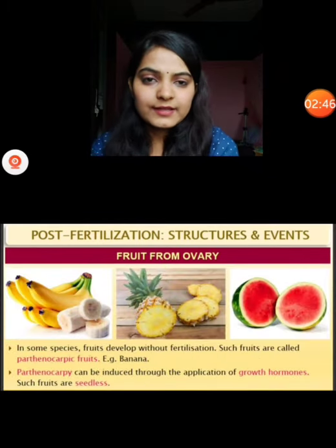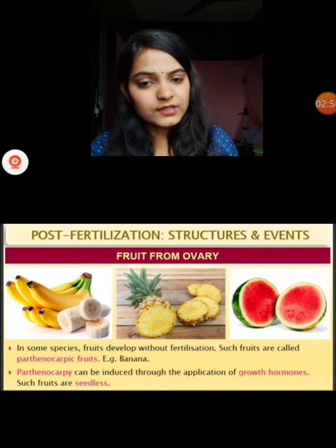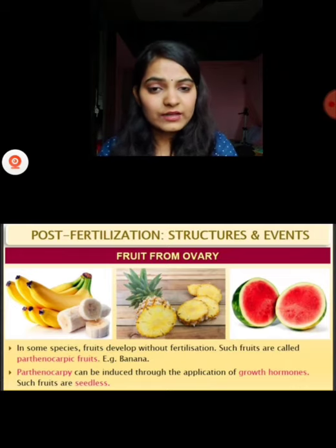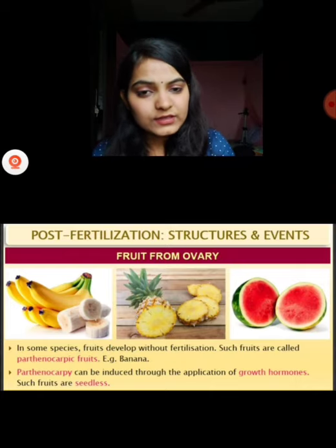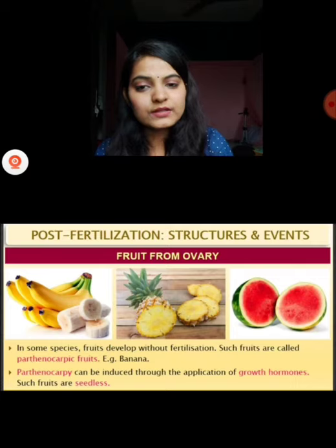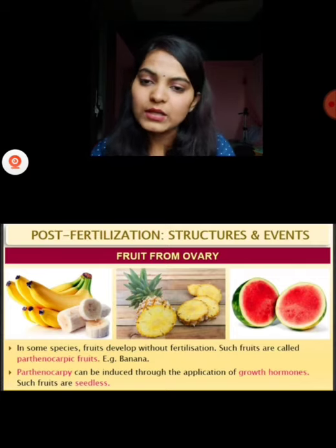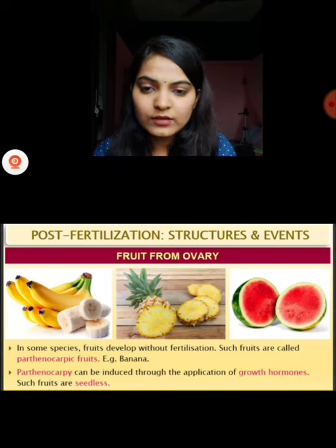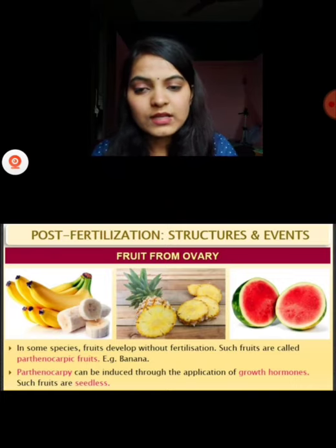There is another example. In some species, fruits develop without fertilization. There is no fertilization, that means there is no fusion of male and female gametes. Such fruits we call parthenocarpic fruits. For example, banana. Parthenocarpy can be induced through the application of growth hormones. Such fruits are seedless.